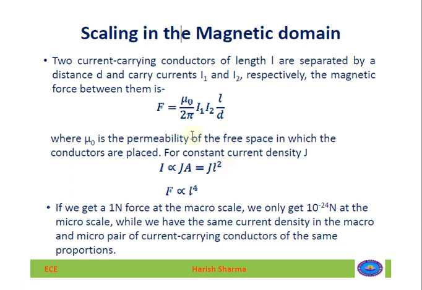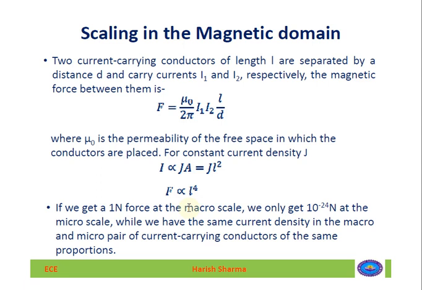So we can say that F is proportional to L square, because the other terms are also length dimensions, so they cancel out and only this remains. So we can write I square, or J square A square, as J square L raised to power 4. So we can say that the force F is proportional to the fourth power of the length L.